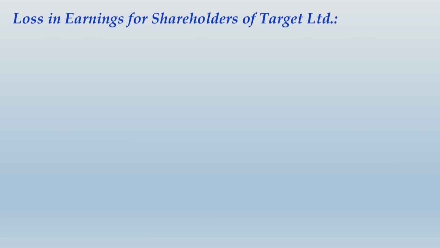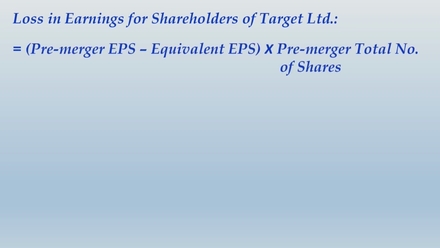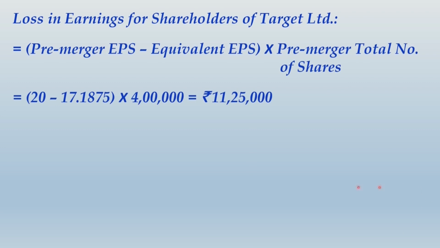I gave you a hint earlier that the pre-merger EPS of Target Limited's shareholder was rupees 20, but the equivalent EPS that we have computed was lower than 20. To be more specific, the equivalent EPS for the shareholders of Target Limited is 17.1875. So there is a loss of earnings per share, and multiplied by the pre-merger number of shares, 11,25,000 is the loss of earnings for the shareholders of Target Limited.